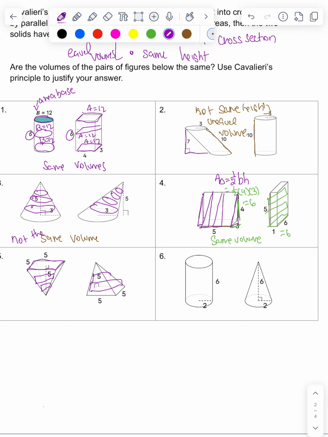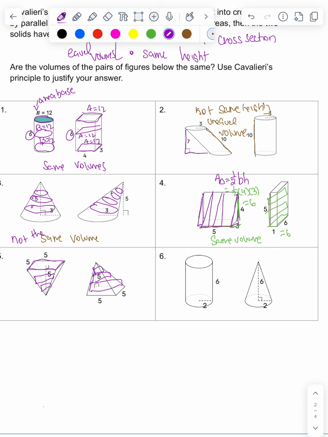Same thing here as well. I'm a terrible artist, but the squares are getting smaller. So even though we have the same heights and maybe the same area of the base, it's not going to be the same volumes because it's not the same cross section as we go towards the top. So the area of the cross section can't be the same.